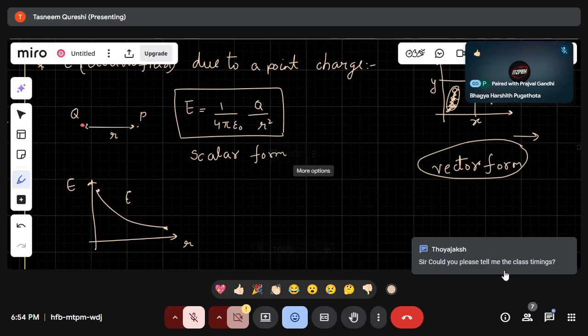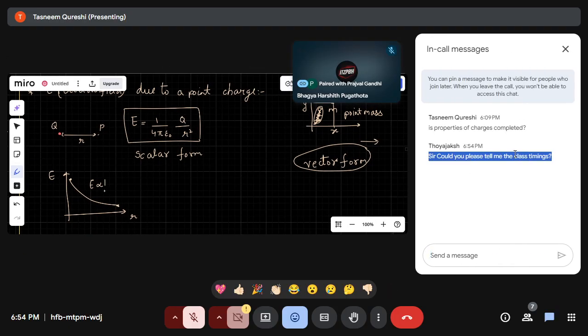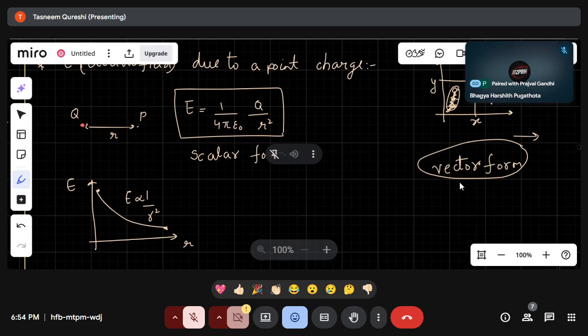So what you can write from here is E is inversely proportional to R square, and your graph is going to look like this.